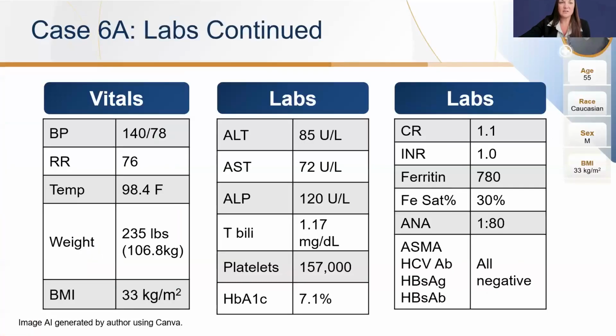As far as Sam A's lab values here, you have his vital signs over to the far left. Again, his BMI is 33. As far as his labs go, he has elevated transaminases with normal alk phos and normal total bili. His platelets are normal. His hemoglobin A1C is elevated at 7.1. Over to the far right here, he does have an elevated ferritin at 780 with a normal iron percent sat. He does have a positive ANA with a low ratio of 1 to 80. Anti-smooth muscle antibody and hepatitis B and C are all negative.